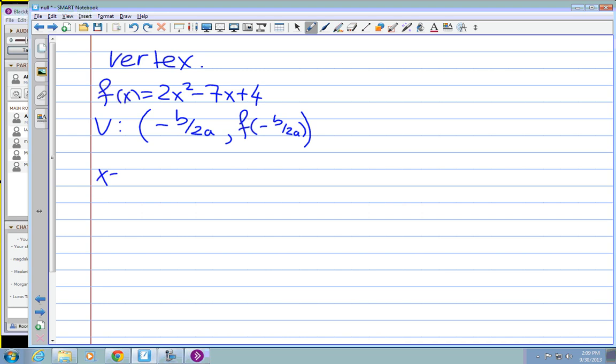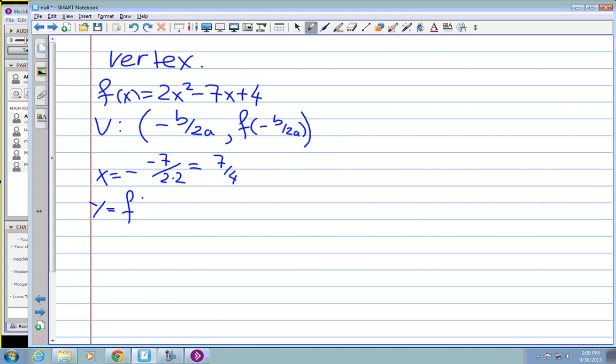So the x would be -b/2a, so it's negative, what is b? -7, and 2a, it's 2 times 2. So +7/4. That will be the x value of the vertex. That also would be the axis of symmetry. This is the axis over which the parabola is symmetric. We found the x value of the vertex, which is also our axis of symmetry. If you think about this, the parabola is symmetric with respect to its vertex. Now, how do we do the y value?